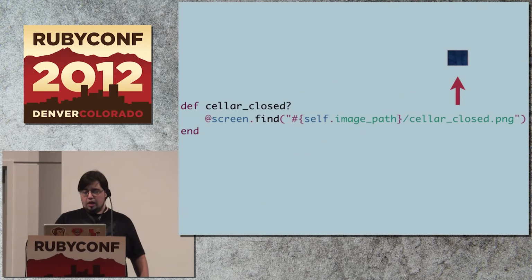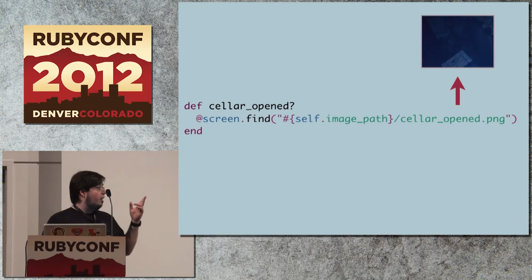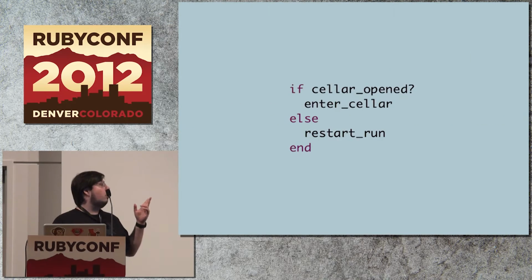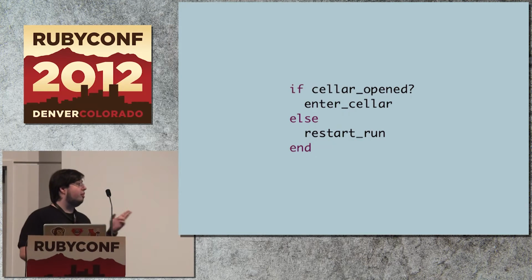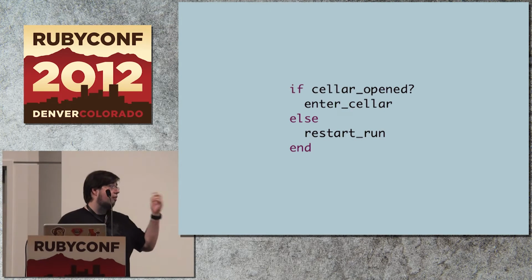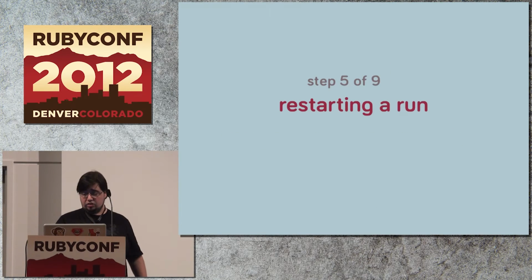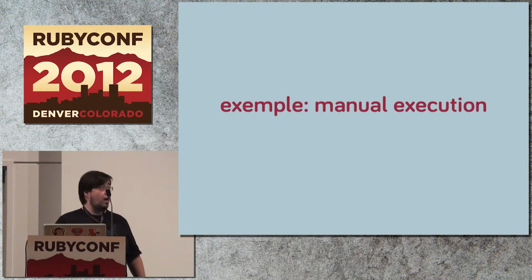So we now need to create, where is it? Okay, we now need to create two different methods, one for the character to enter the cellar, and the other one to restart the run. So let's see how we would restart the run. And I'm going to show you guys a manual execution of a restart.